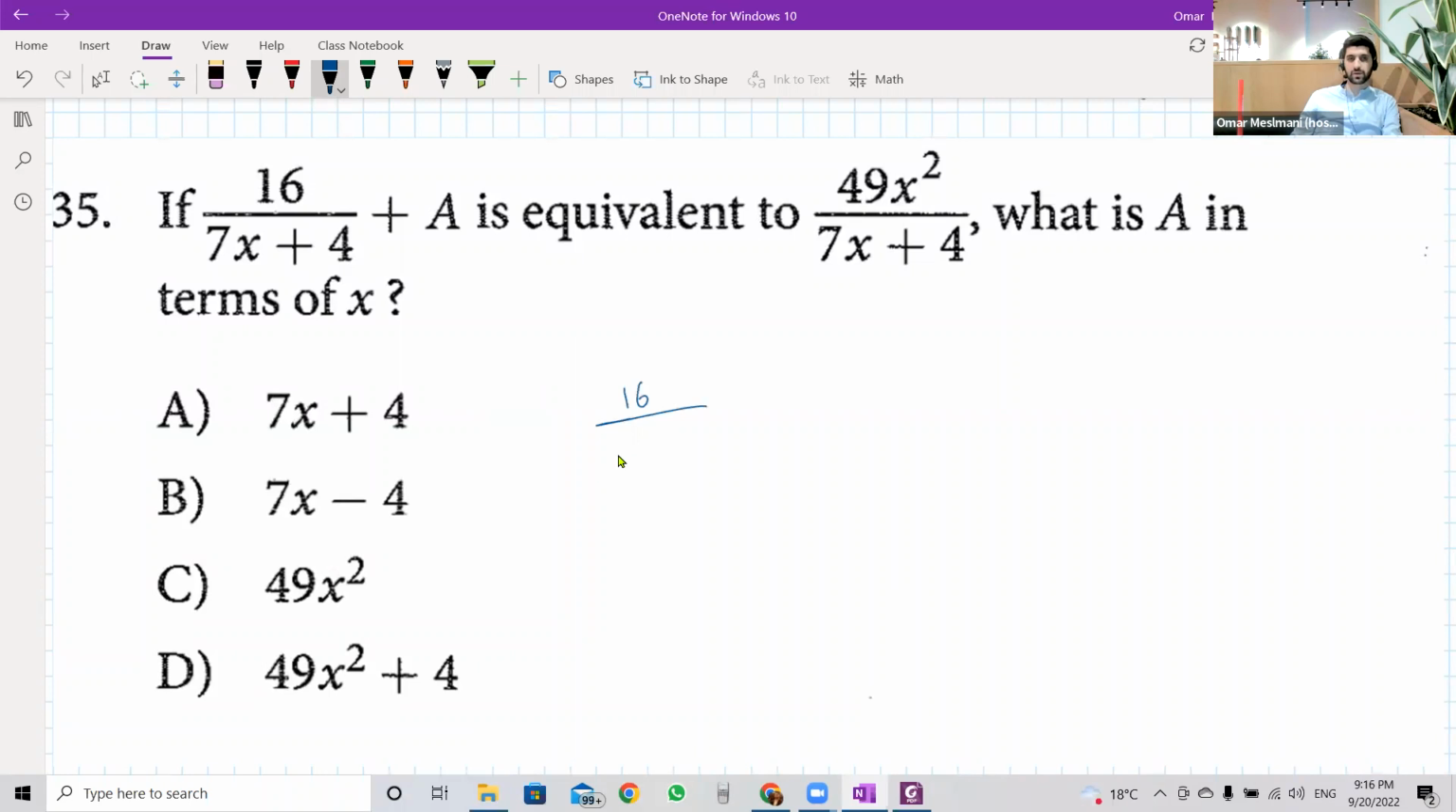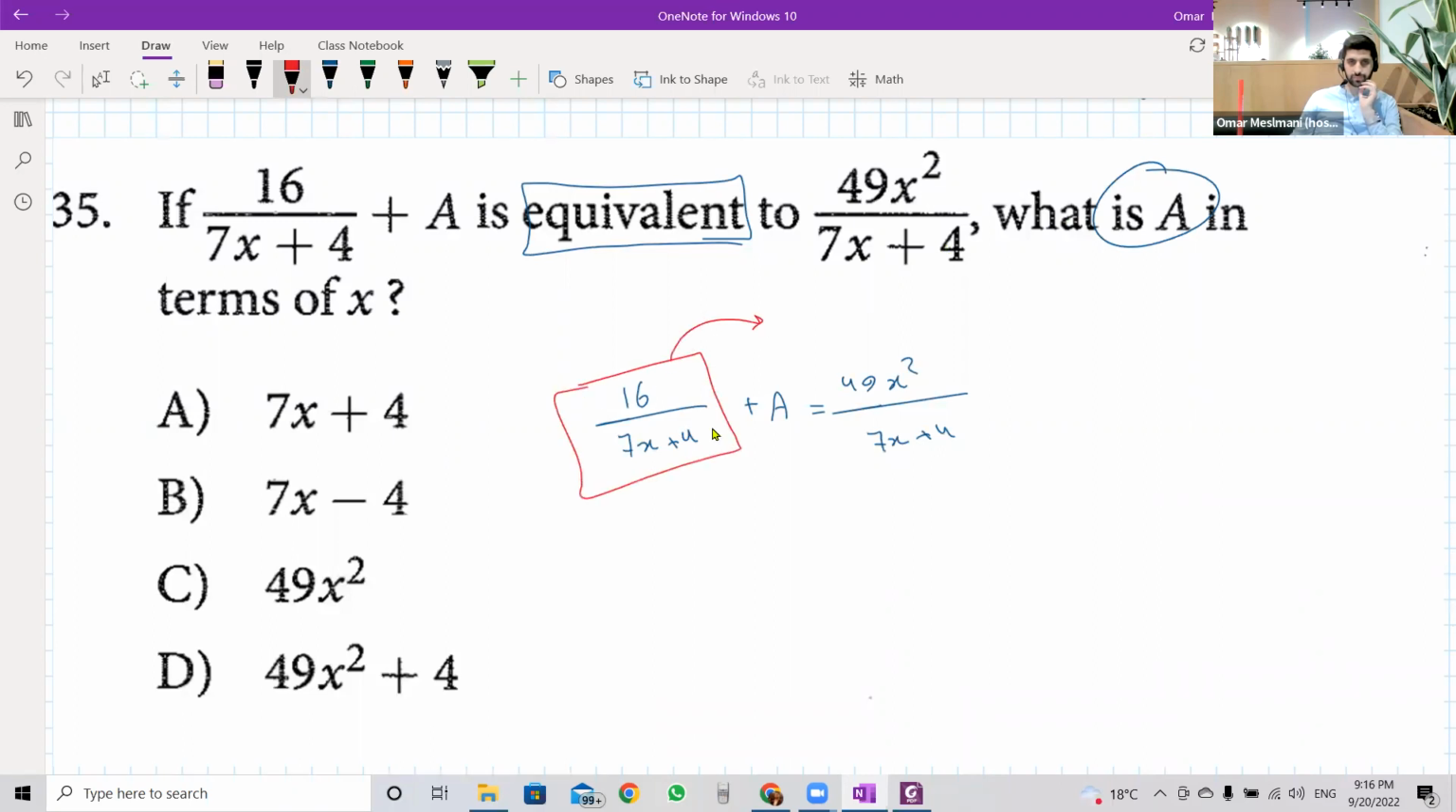16, okay, stay with me. 16 over 7x plus 4 plus A. He said that it's equivalent. What does equivalent mean? Equal to this: 49x squared over 7x plus 4. All right, we're looking for a value of A, yes? I will move this one to the other side. So we have A equals 49x squared over 7x plus 4 minus 16 over 7x plus 4.